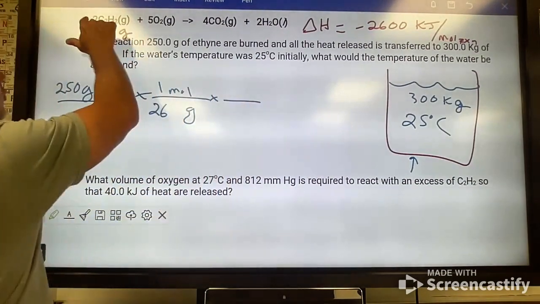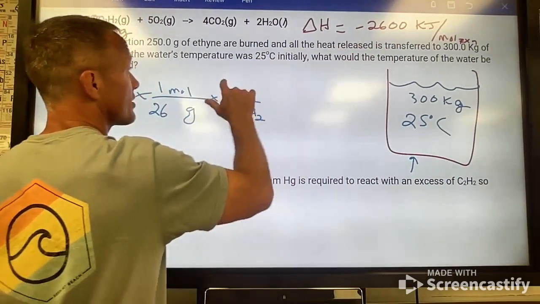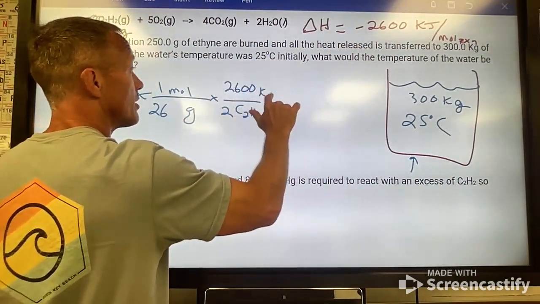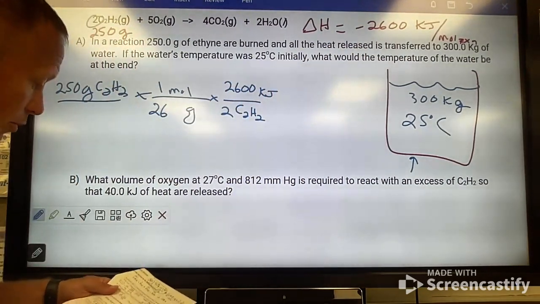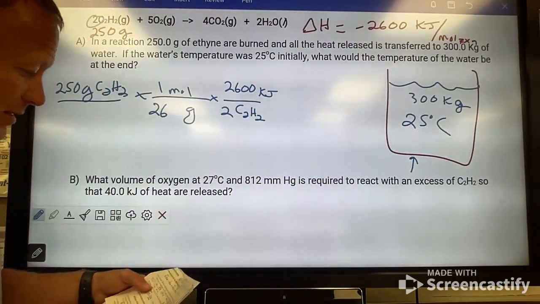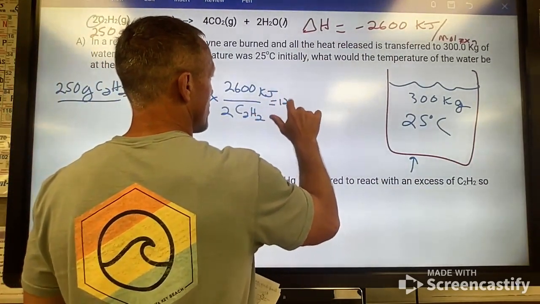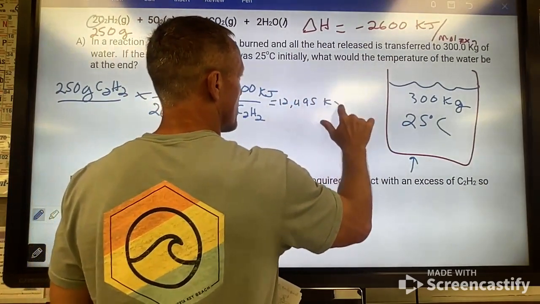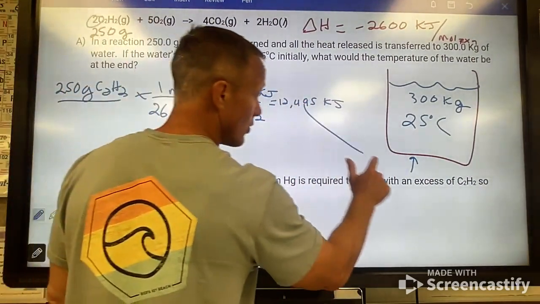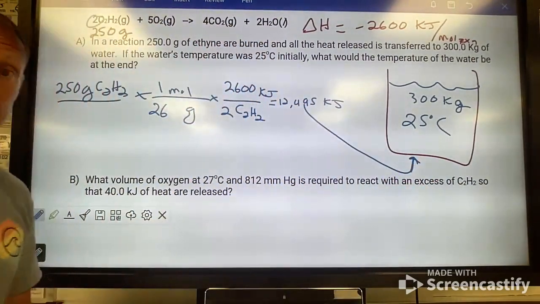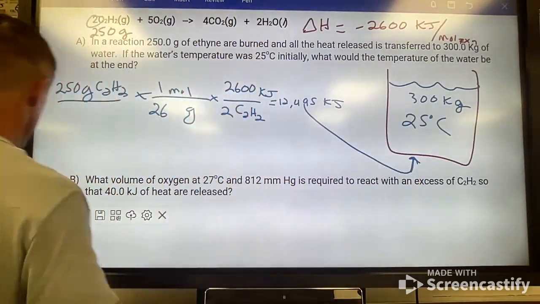And then for every 2 moles of C2H2, there's 2,600 kilojoules of heat produced. So burning 250 grams of this makes 12,495 kilojoules of heat. That heat is going into that water and raising its temperature. So now we can do MC delta T for the water.